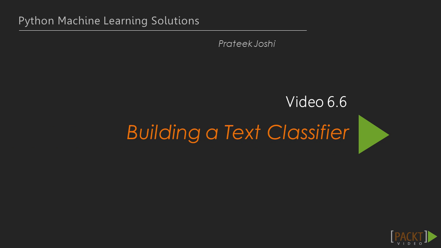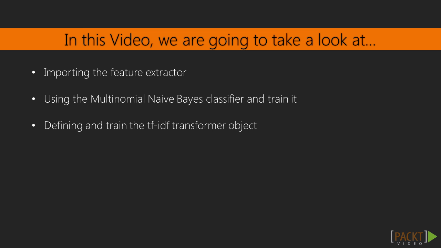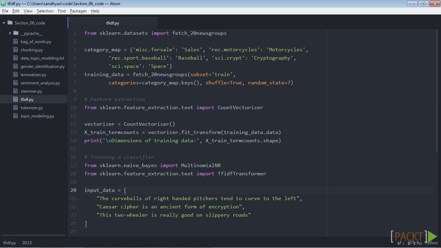In the previous video, we looked at building a bag of words model to formulate a histogram for machine learning algorithms. In this video, we're going to take a look at categorizing text documents into different classes by building a text classifier. The goal of text classification is to categorize text documents into different classes. This is an extremely important analysis technique in NLP.